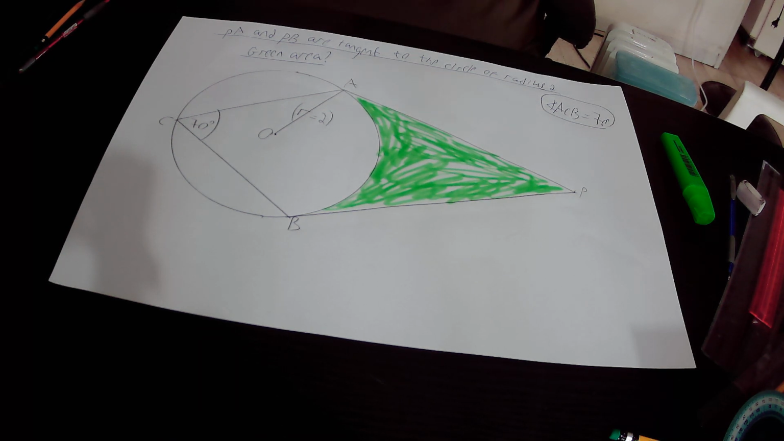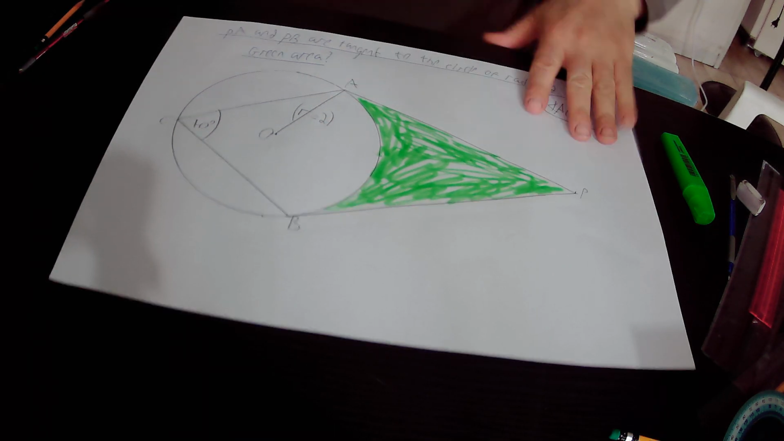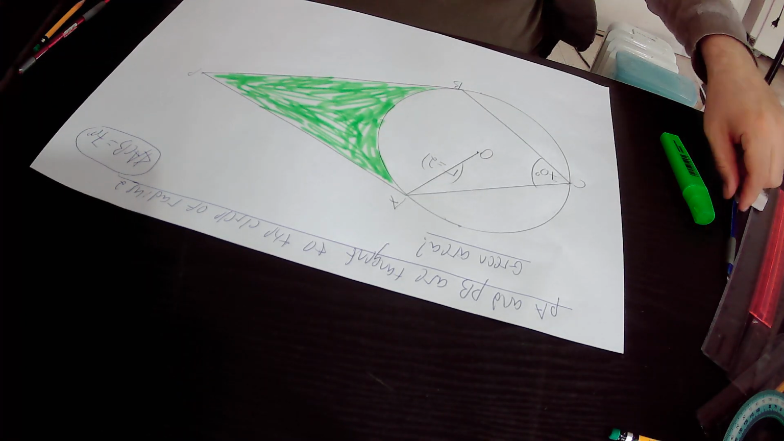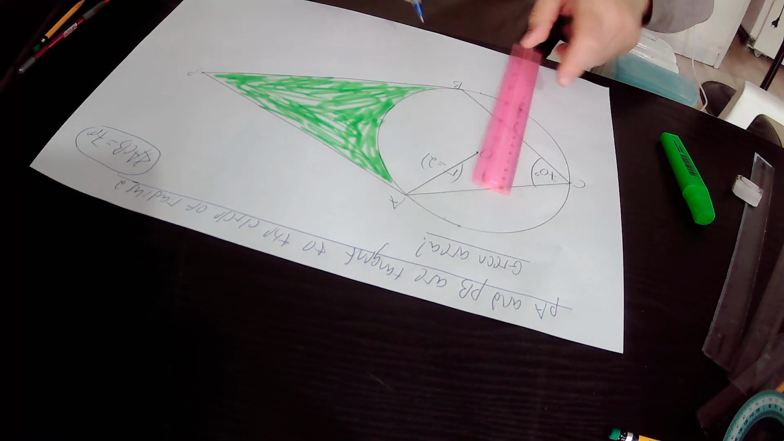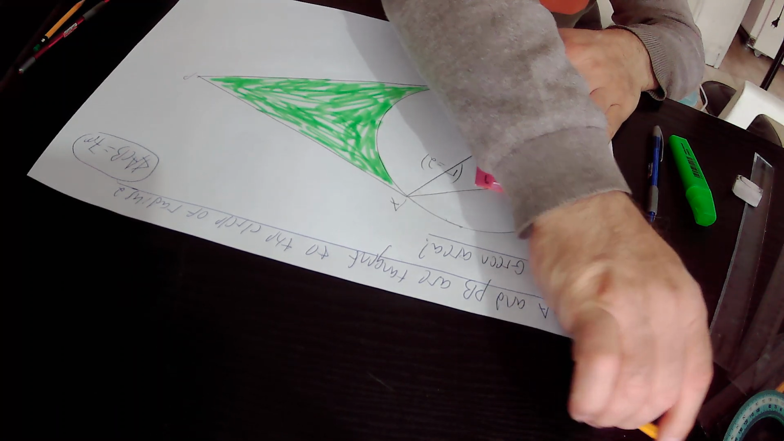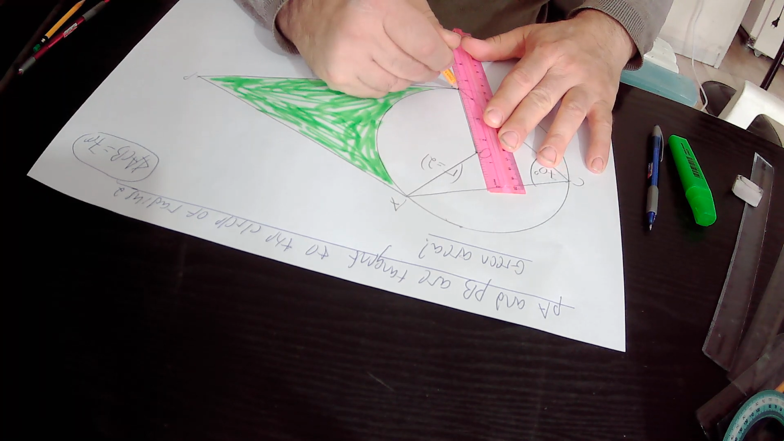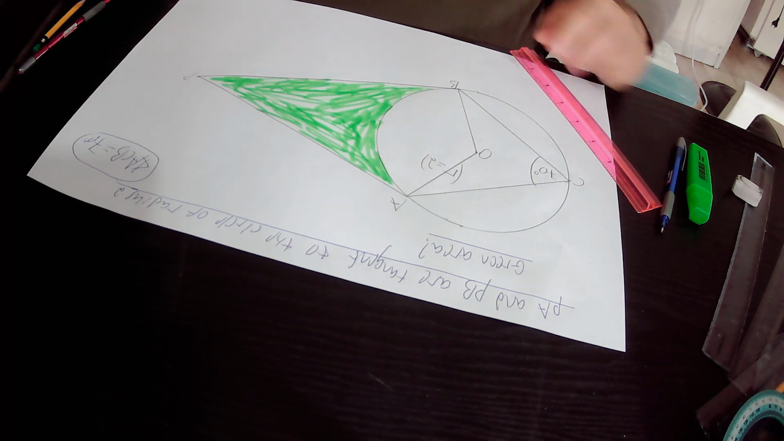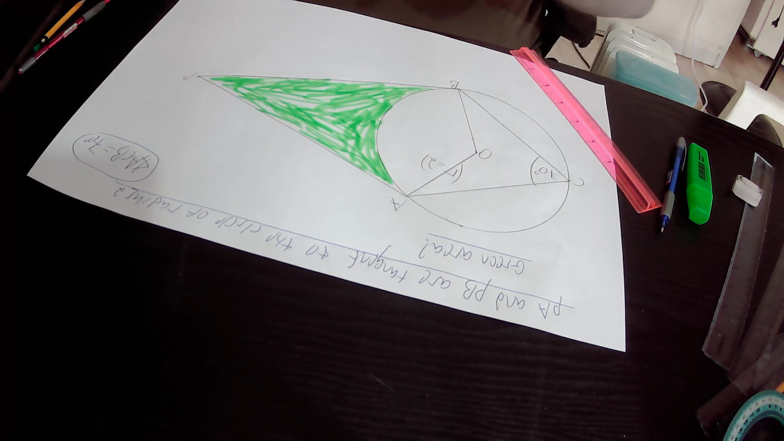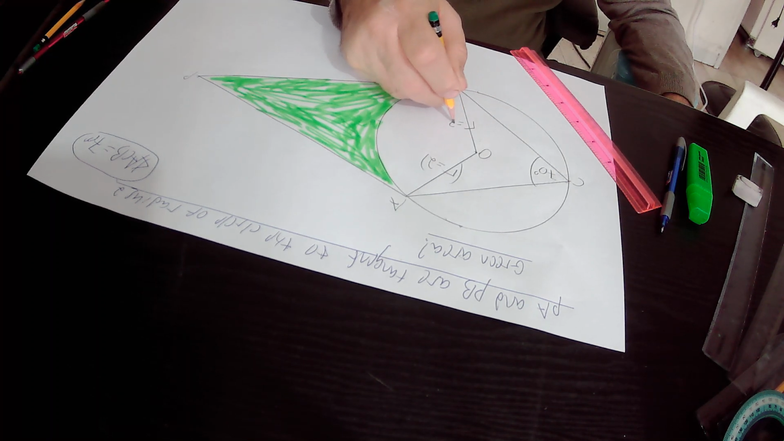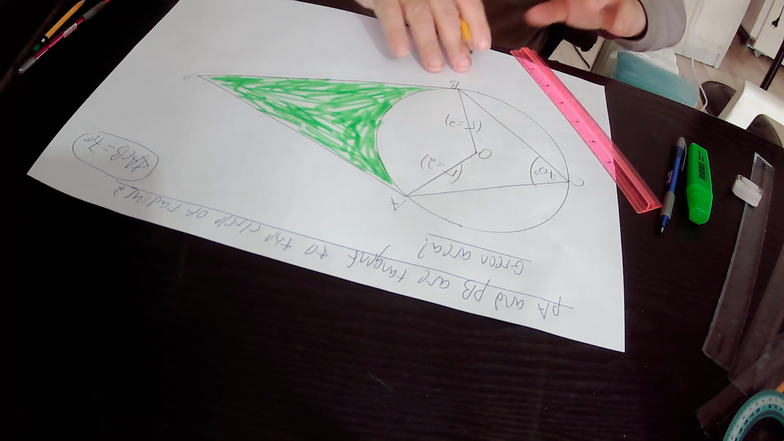Point O is the center of the circle. So we join points O and B together by a straight line. Point O is the center of the circle, and point B is a point on the circle itself. Therefore, line segment OB is the radius of the circle, that is equal to 2 units according to what is given in the question.